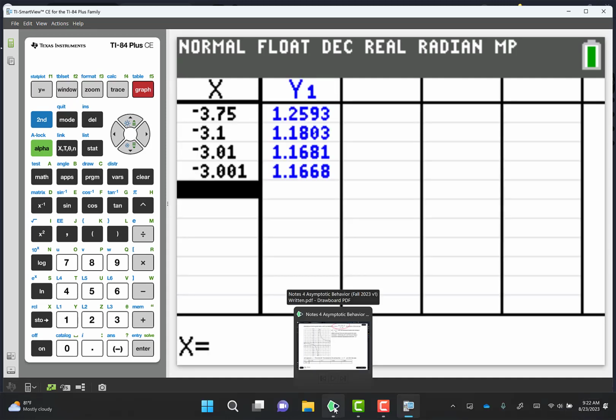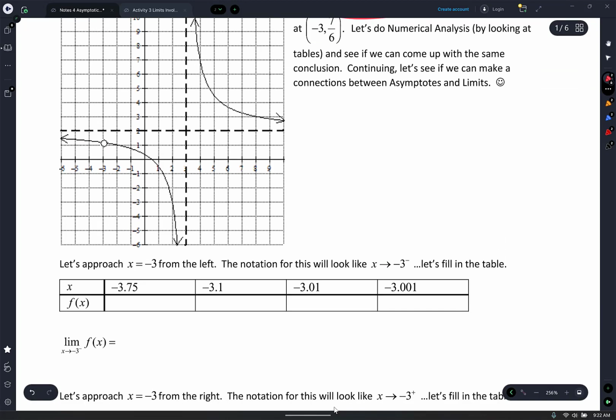I'm not going to be able to remember all those, so you guys hook me up. What is it at negative 3.75? 1.2593. At negative 3.1? 1.1803. At negative 3.01? 1.1681. And negative 3.001? 1.1668. Perfect. There is a clear pattern here.